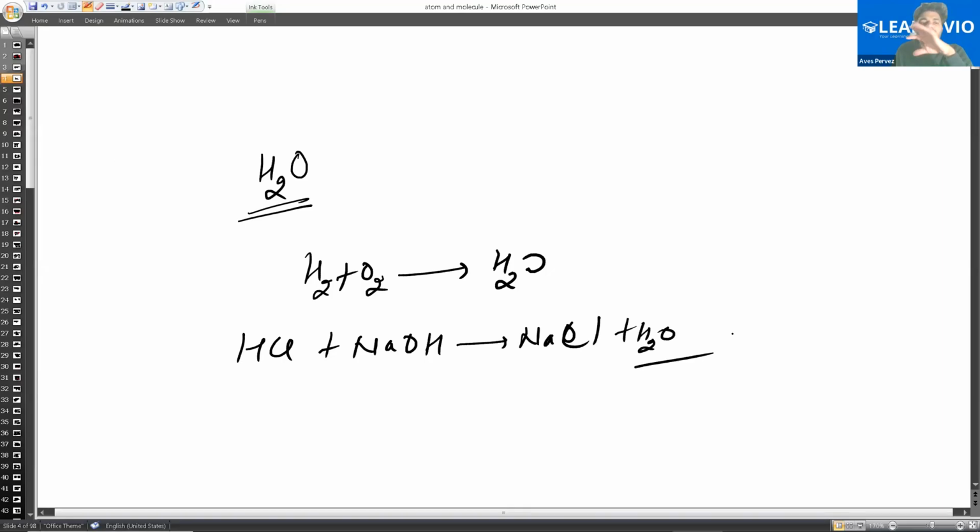So whether you are getting water by any method, or obtaining water from any source, like the ocean or river, it can have different taste or hardness just because of the impurities present. But the formula of water, from any source, will be the same, that would be H2O. Understood? H2O. Yes. Okay, you understood? Yes. Understood?